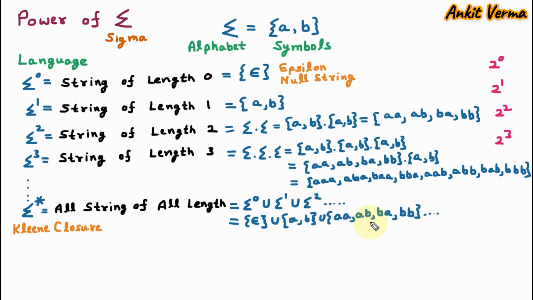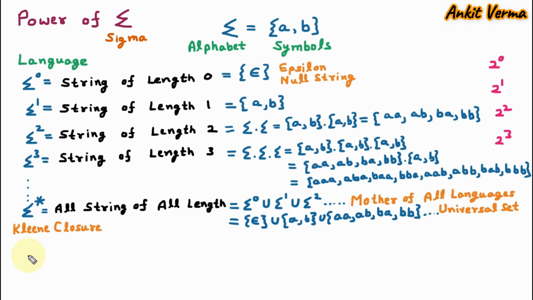So sigma star is the infinite language, and as it contains all the possible strings, that's why it is called the universal set. All the possible languages which can be created by a and b are subsets of sigma star. That's why it is called the mother of all languages.